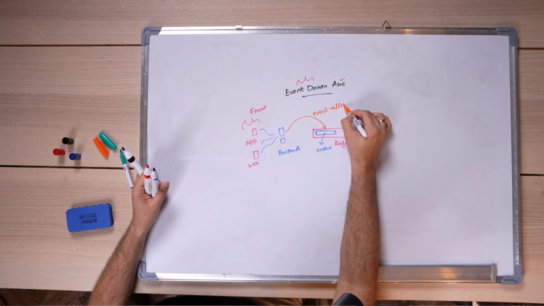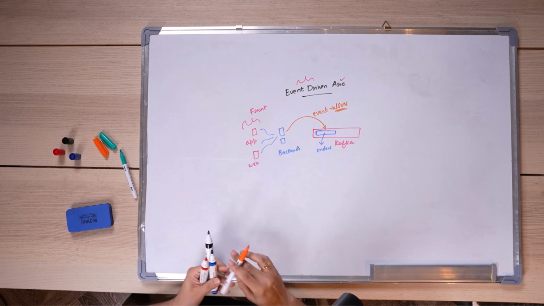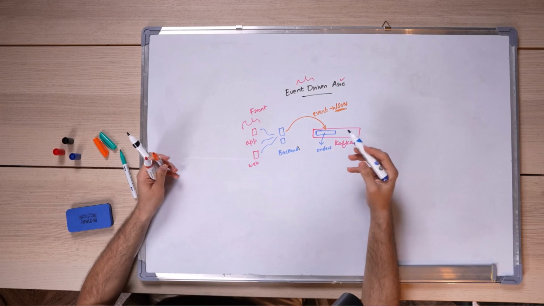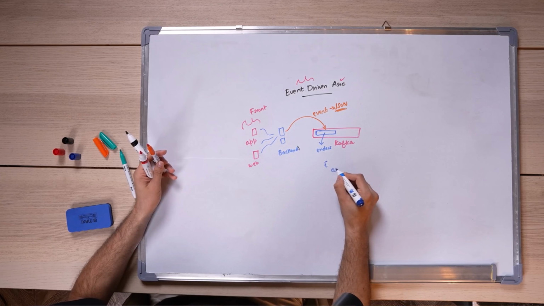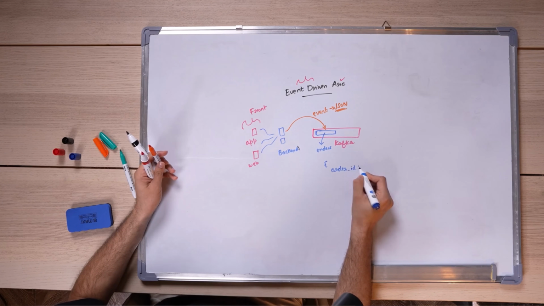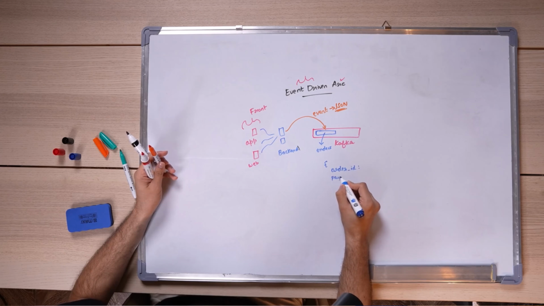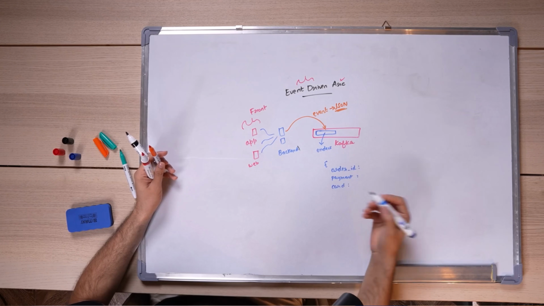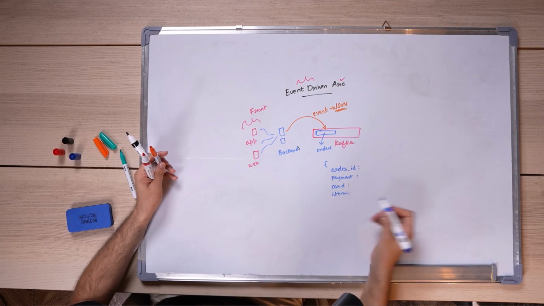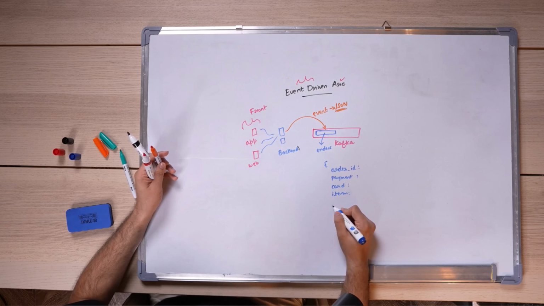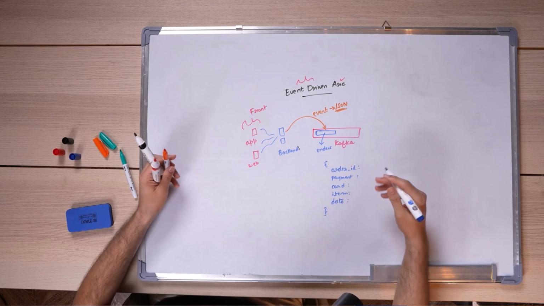Now this event can be in any format, but for simplicity's sake, we are going to take JSON as a format. Now this JSON format will have a lot of information. Let me try to write the information it might have. It can have order ID. It can have payment information, card information. What was the card that was used? It can have item information, the item that needs to be dispatched, and it can have date, for example.